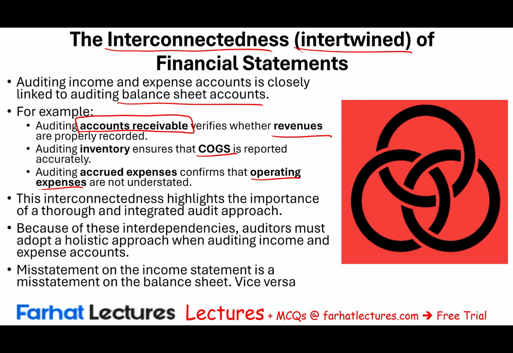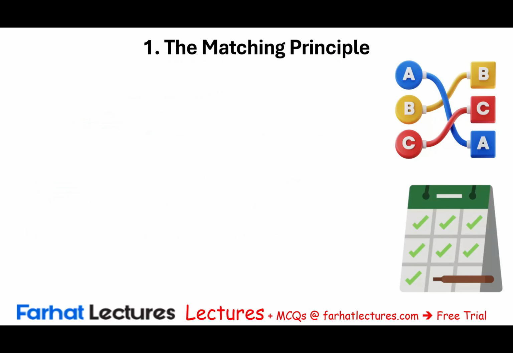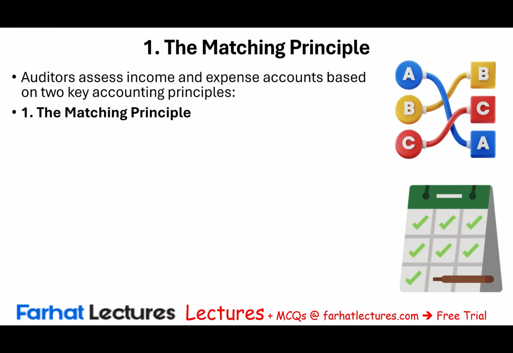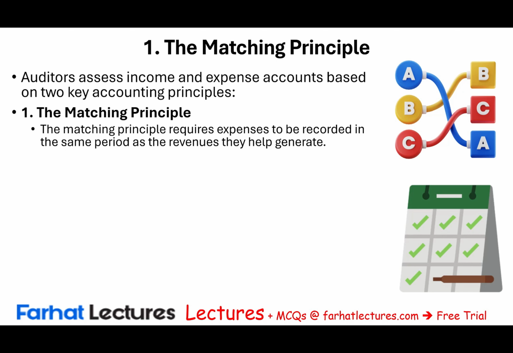So when we are auditing revenues and expenses, and specifically expenses, what we care about are two key accounting concepts. The first one is the matching principle. What is the matching principle? The matching principle is making sure that revenues and expenses are reported in the proper period. And basically, in a sense, the matching principle deals with the cutoff test, making sure revenues and expenses are reported in the proper period.